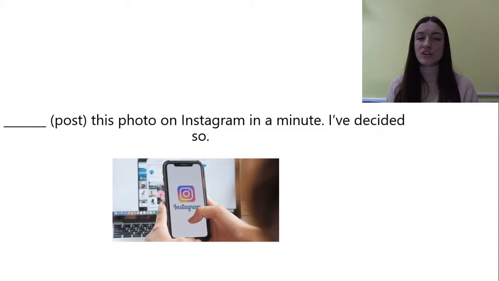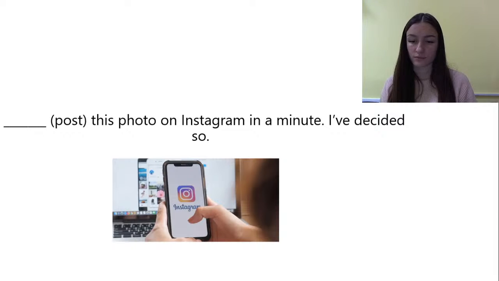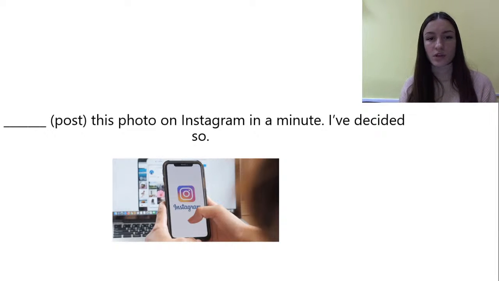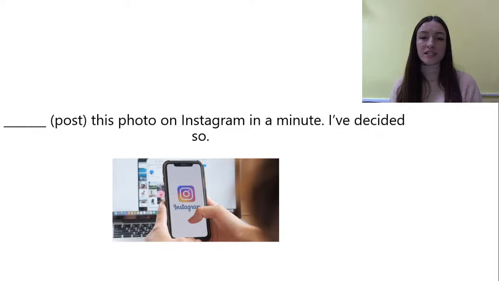Open the brackets in here. Right, Daniel, you can say, I'll drive more carefully. Again, in a minute, Kate, in a minute, it's for future.